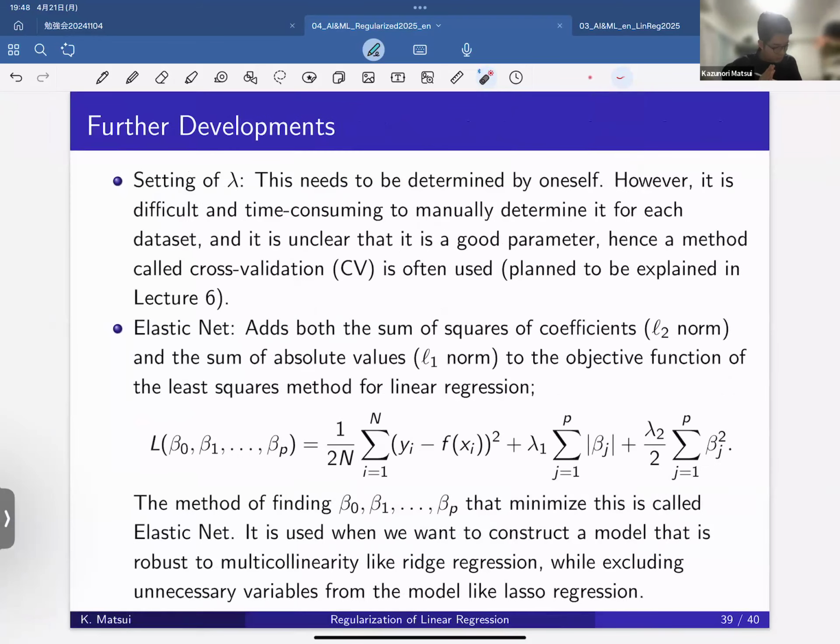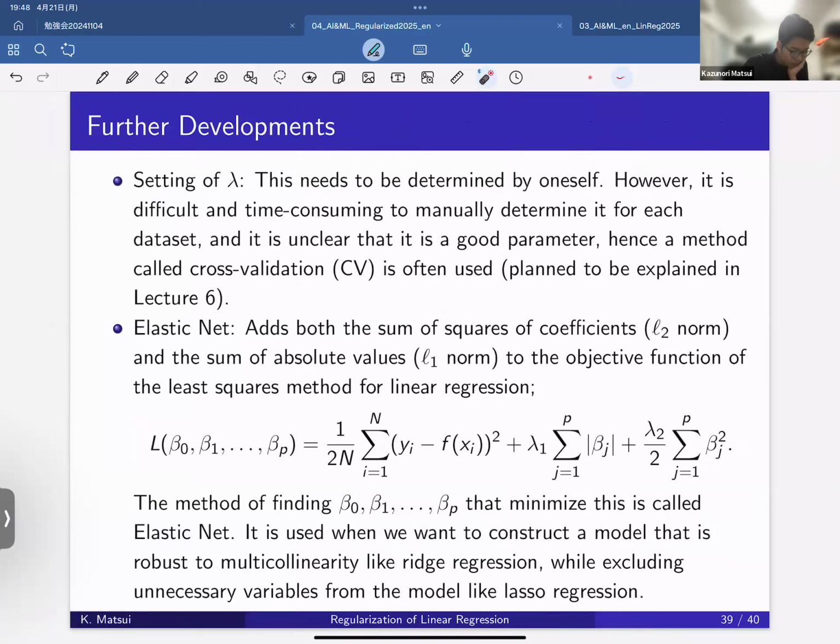Both ridge and lasso regression require choosing lambda, which you need to decide yourself. Since manually determining it for each dataset is difficult and time consuming, and it's hard to know what a good parameter is, cross-validation is often used.